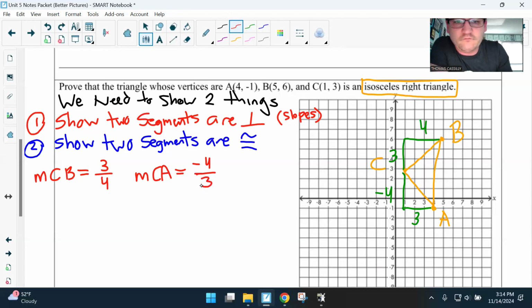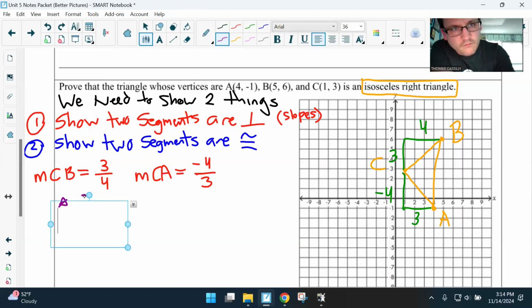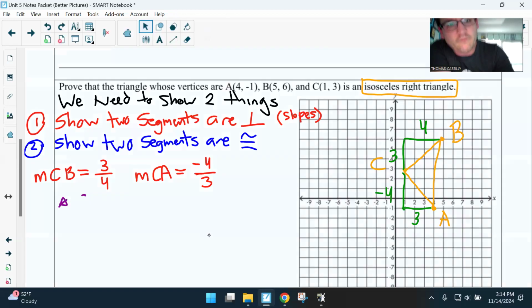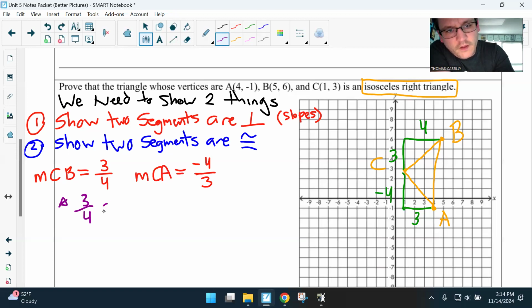So notice 3/4, again notice 3/4 and -4/3 are opposite reciprocals.